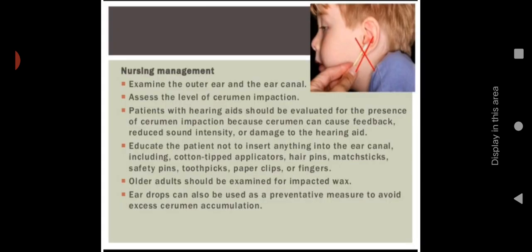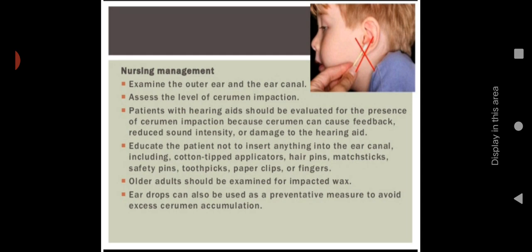Then the nursing management: examine the outer ear and the ear canal, and assess the level of cerumen impaction. You have to always assess how much impaction is there. Then a patient with a hearing aid should be evaluated for the presence of cerumen impaction, because cerumen can cause feedback, reduce sound intensity, or damage the hearing aid.